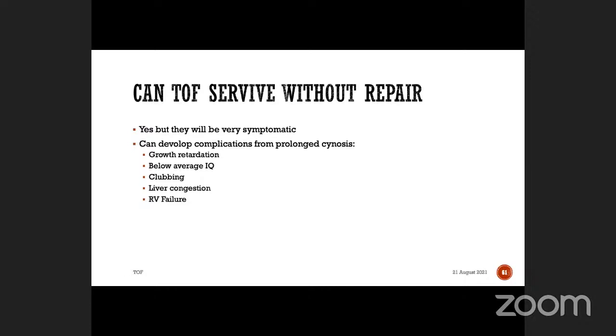So can tetralogy survive without repair? Yes, but they will be very symptomatic, mainly at around the age of 30. They can develop severe complications: growth retardation, below average IQ, clubbing, liver congestion, and RV failure.